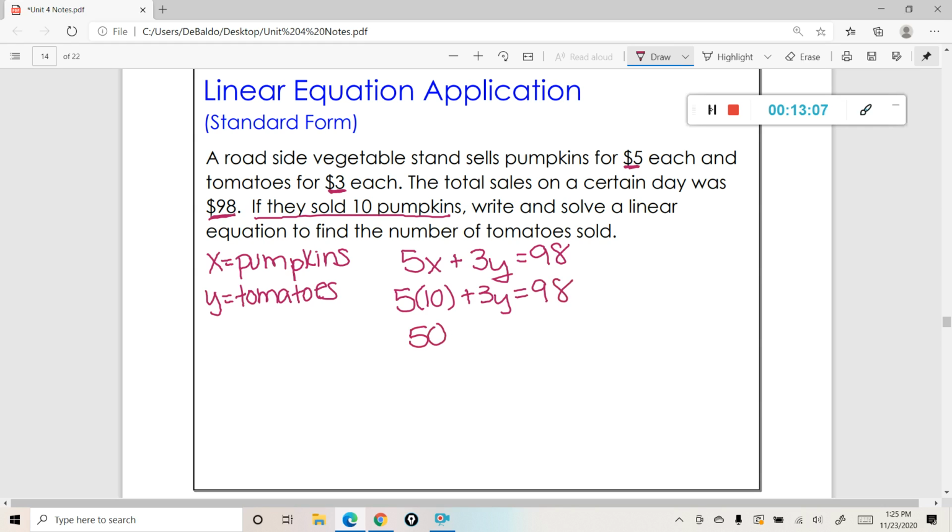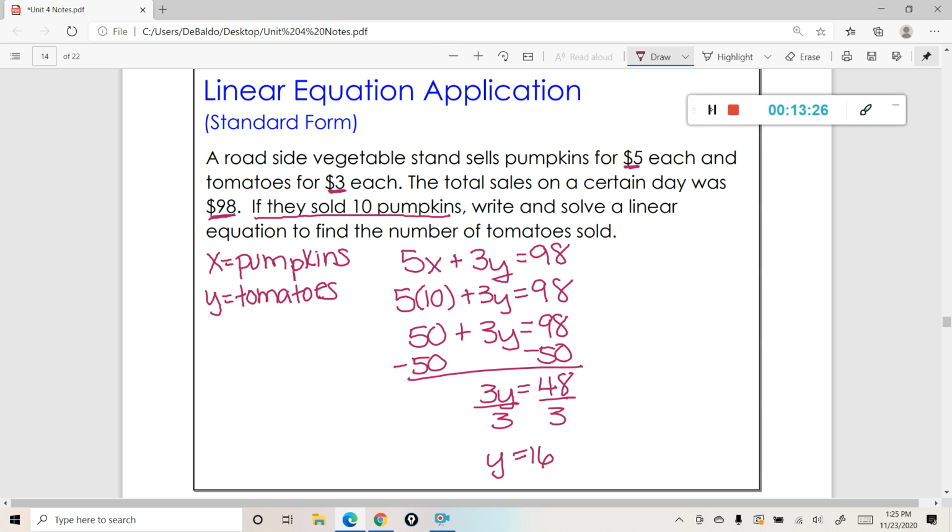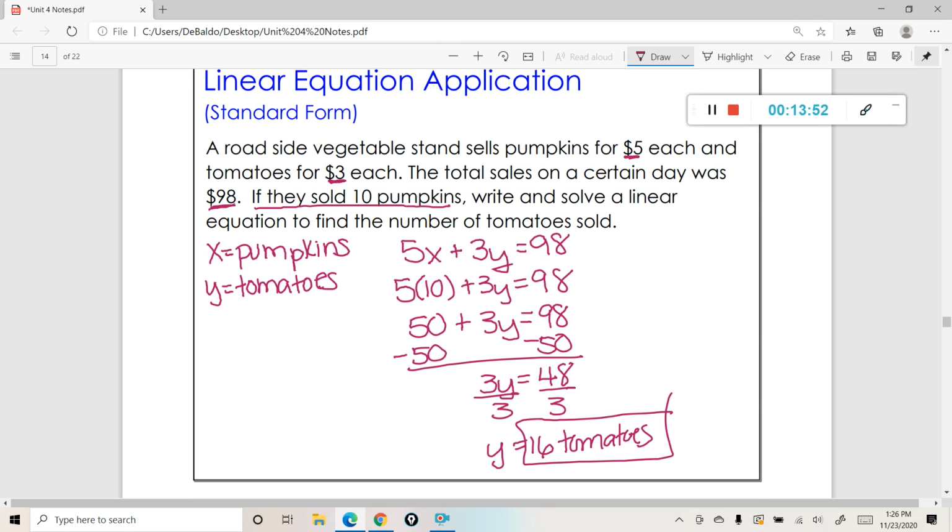So that will simplify down to 50 plus 3y is equal to 98. And then let's just simplify it down. Let's subtract 50 from both sides. We're just kind of manipulating this problem. Divide by 3. y is equal to 16. The question asked us, what is the number of tomatoes? So this would be 16 tomatoes. See how we can use linear equations to help us? We can use these application problems and our understanding of linear equations to help us figure out missing pieces. That's what this is for. All right, that brings us to the end of our section on linear equation applications.